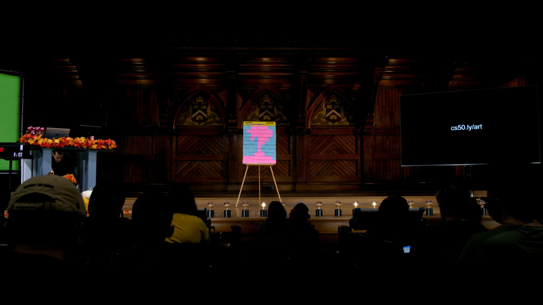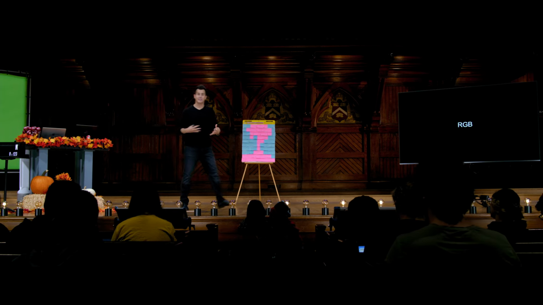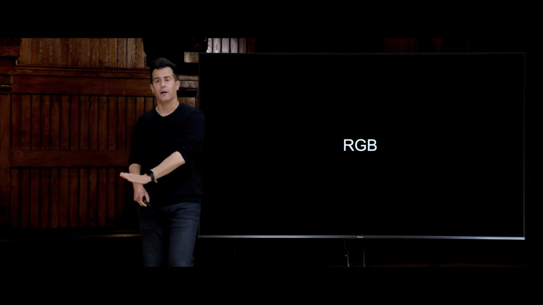But this is really meant to motivate one of today's topics, which is how we can start to manipulate data at a lower level, including images and other things. And images, of course, can be represented, among other ways, with RGB: some amount of red, some amount of green, some amount of blue.